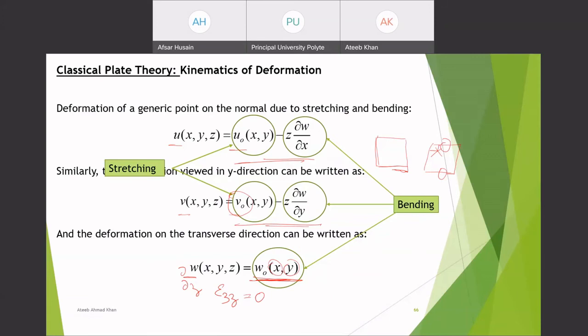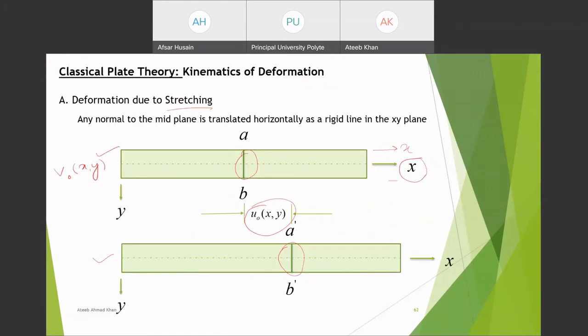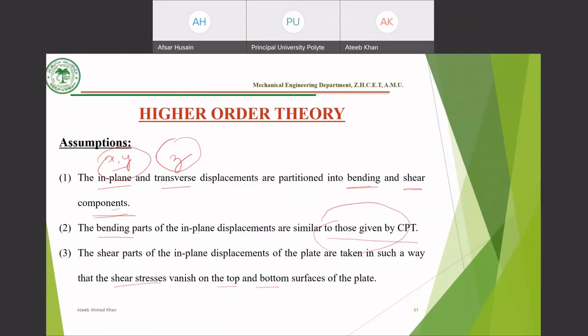So I hope the kinematics of deformation of the classical plate theory is clear to you, because that is important in order to understand the higher order theory. Now, coming back to the higher order theory, the assumptions which we made is that the in-plane and the transverse displacement are partitioned into the bending and shear components, and the bending part is same as the in-plane displacement of the classical plate theory. So that means that we have already achieved this part.